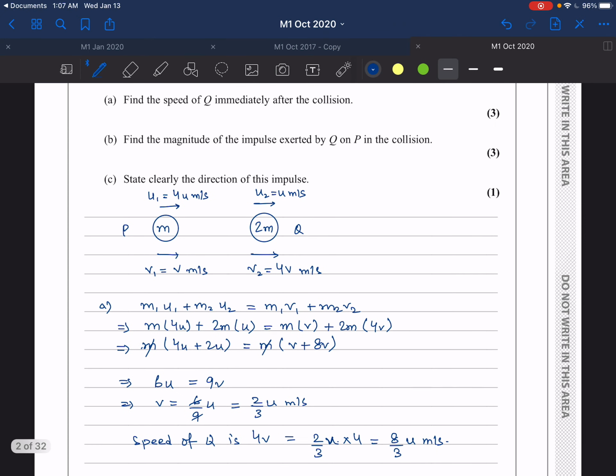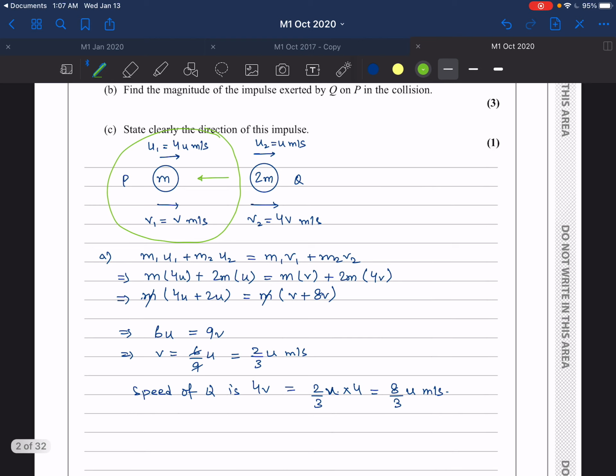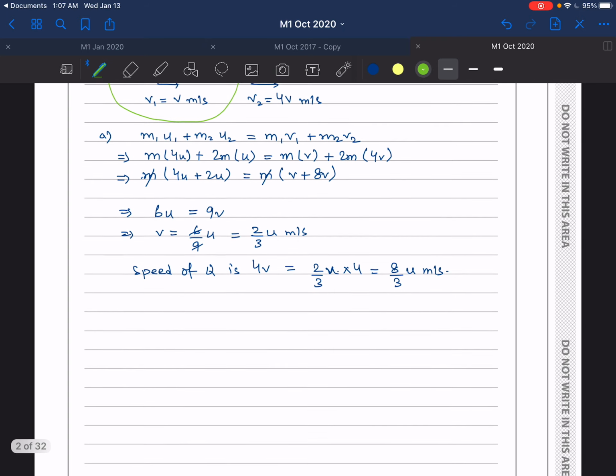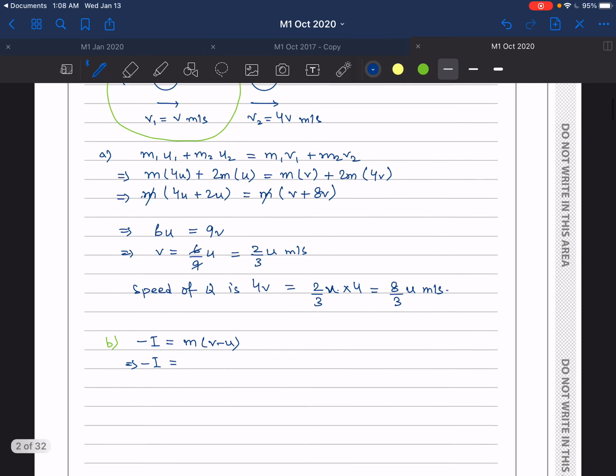Okay. Question B. Find the magnitude of the impulse exerted by Q on P. So our P is actually receiving the impulse. If we consider P, then the direction of the impulse received by P is on the left side, so our impulse will be negative. Okay, so minus I equals m(v minus u). Doing this, you will get a positive impulse.